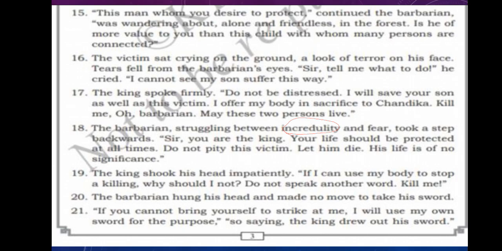Then the king shook his head impatiently. The king told, if you want to kill, you should kill me, but you should not kill the innocent man, the victim. "If I can use my body to stop a killing, why should I not? Do not speak another word. Kill me." The barbarian hung his head and made no move to take his sword. "If you can't bring yourself to strike at me, I will use my sword for the purpose." So saying, the king drew out his sword.